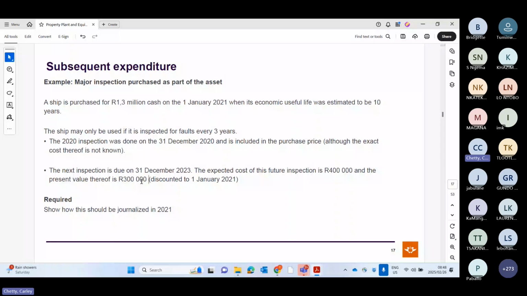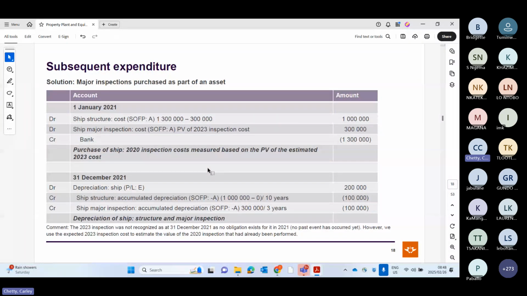So we want to record this ship in our books. So remember I said that we're going to apportion it between the inspection cost and the rest of the ship structure. So we said that the ship major inspection is going to be valued at the present value of the 2023 inspection cost. We do not know the value of the inspection when it was purchased, so we are looking into the future and saying, look, in 2023, the inspection is going to cost 400,000.